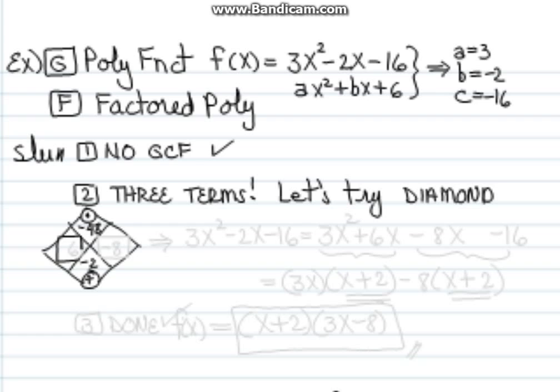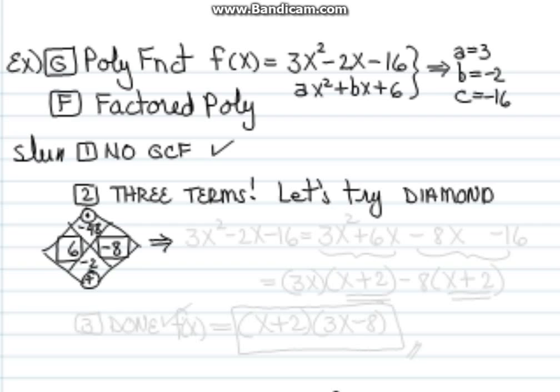So I'm searching for 2 values that multiply together and give me negative 48, and they add together and give me a negative 2. And the answer, those 2 numbers, are 6 and negative 8. Now check that. When you multiply 6 times negative 8, you get negative 48. When you add 6 plus negative 8, you get negative 2. Now what do I do with those 2 numbers in the boxes?